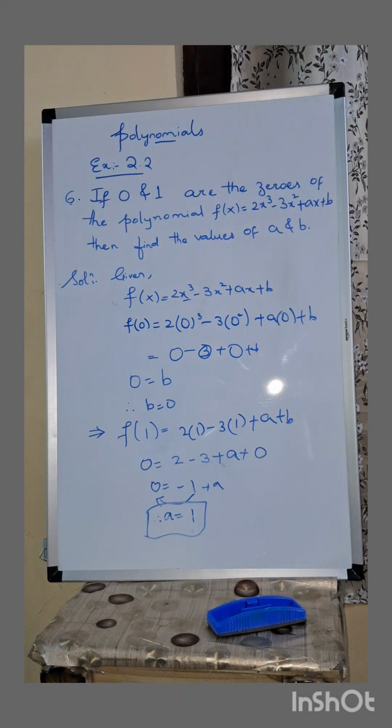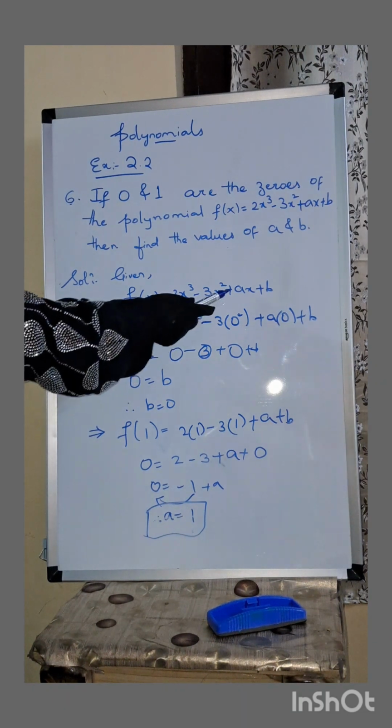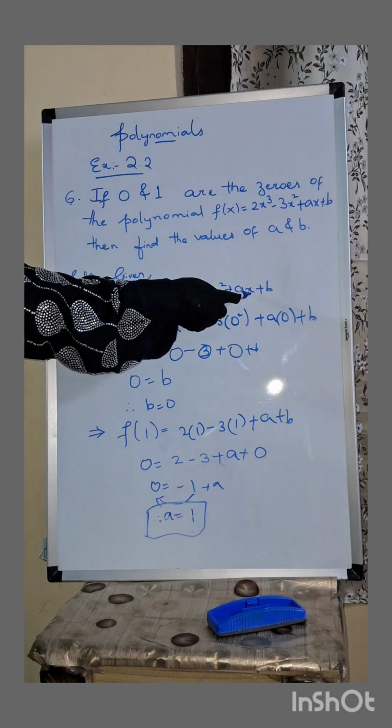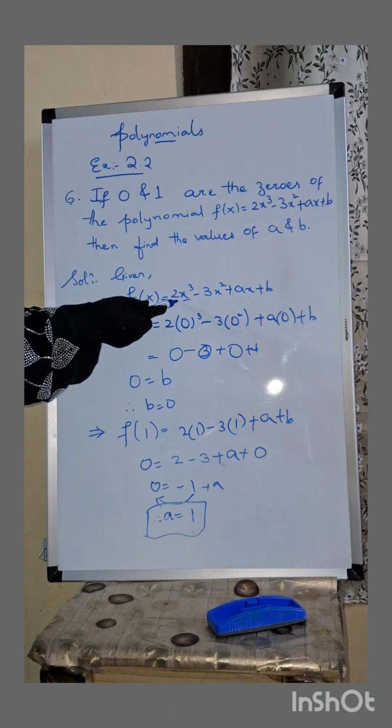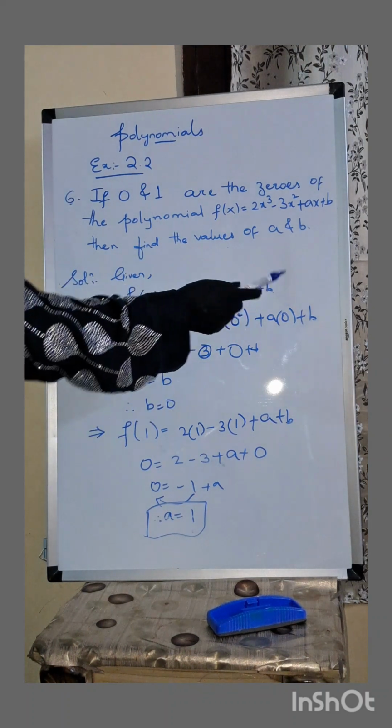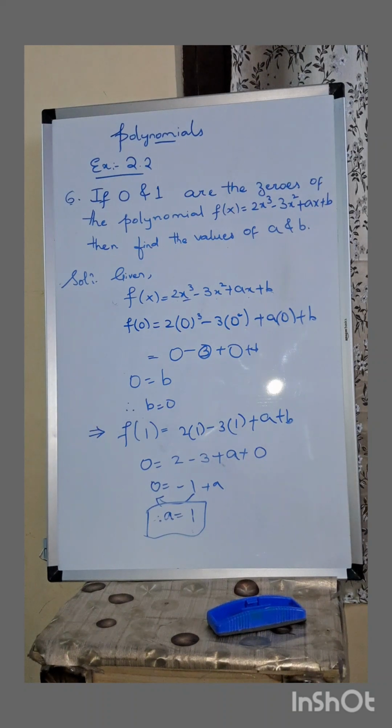Right? So here, see in the question what we have done. If 0 and 1 are the zeros of the polynomial, whenever they are giving you zeros of the polynomial, it means that f of 0 is equal to 0, f of 1 is equal to 0, right? So here we are doing the same thing. In the place of x we are substituting 0 first. Anything which is multiplied with 0 is 0. So this will become 0, this will become 0, this will become 0. So what's the value of b? Finally we'll get 0, right?